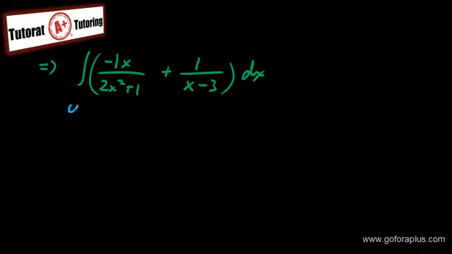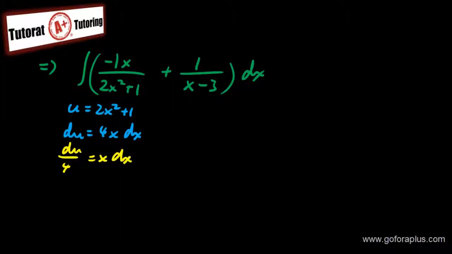The first one here, u equals 2x squared plus 1. I know that du is going to be 4x dx. Please do this step because you know that you have an extra 1 over 4 here to replace what you have on top, and your dx. So this is very important so that you don't forget that du over 4 is replacing x dx. So this is du over 4 equals x dx.